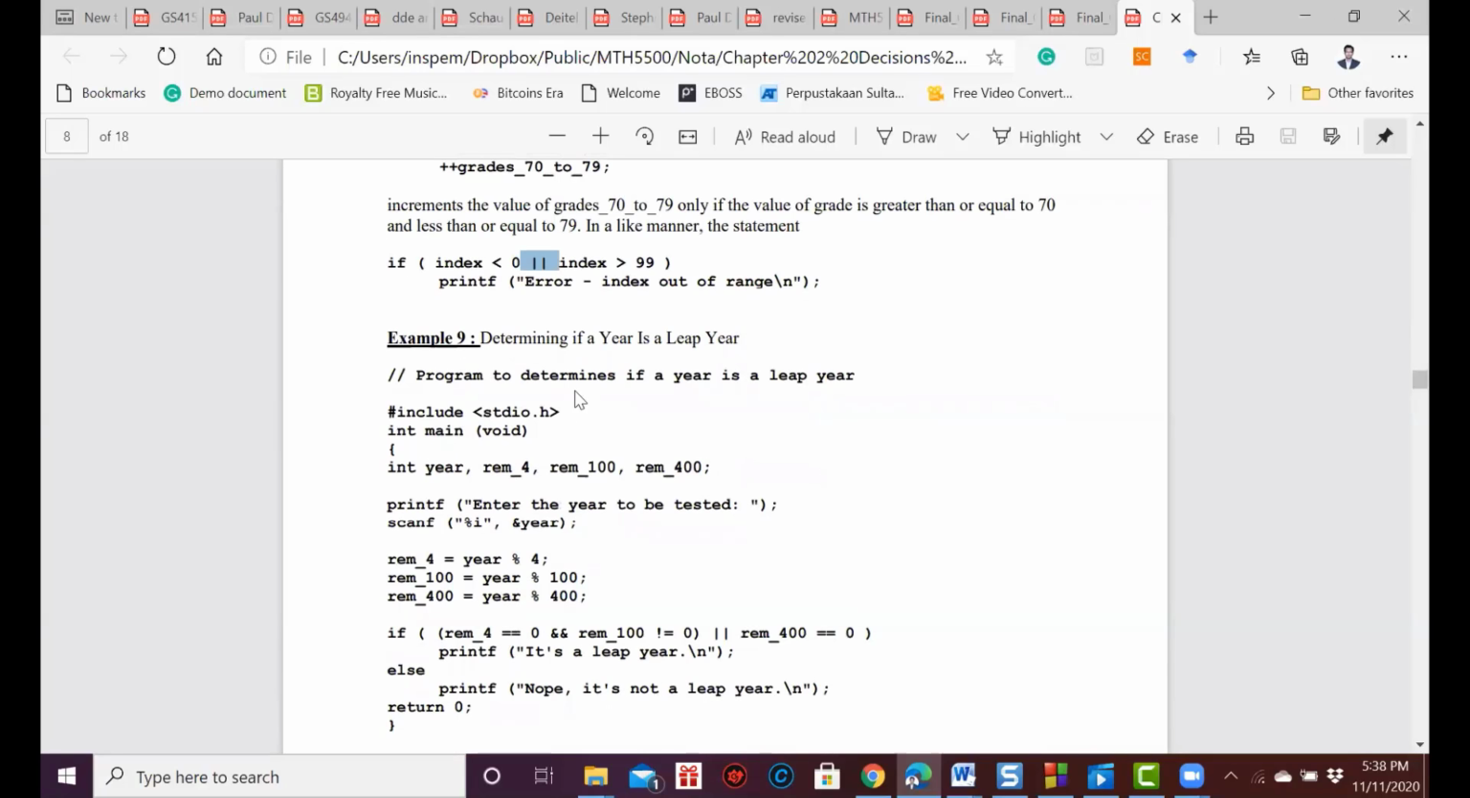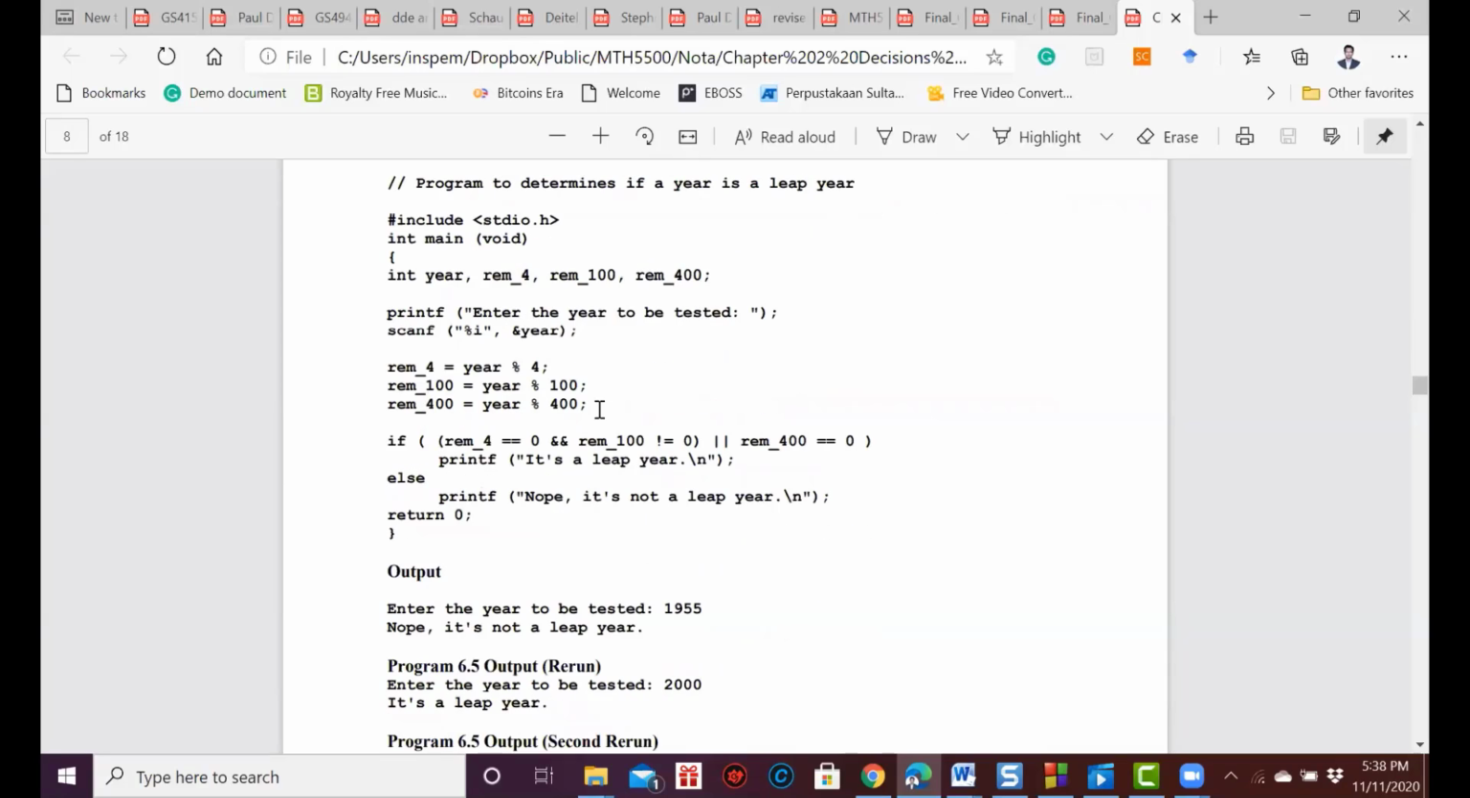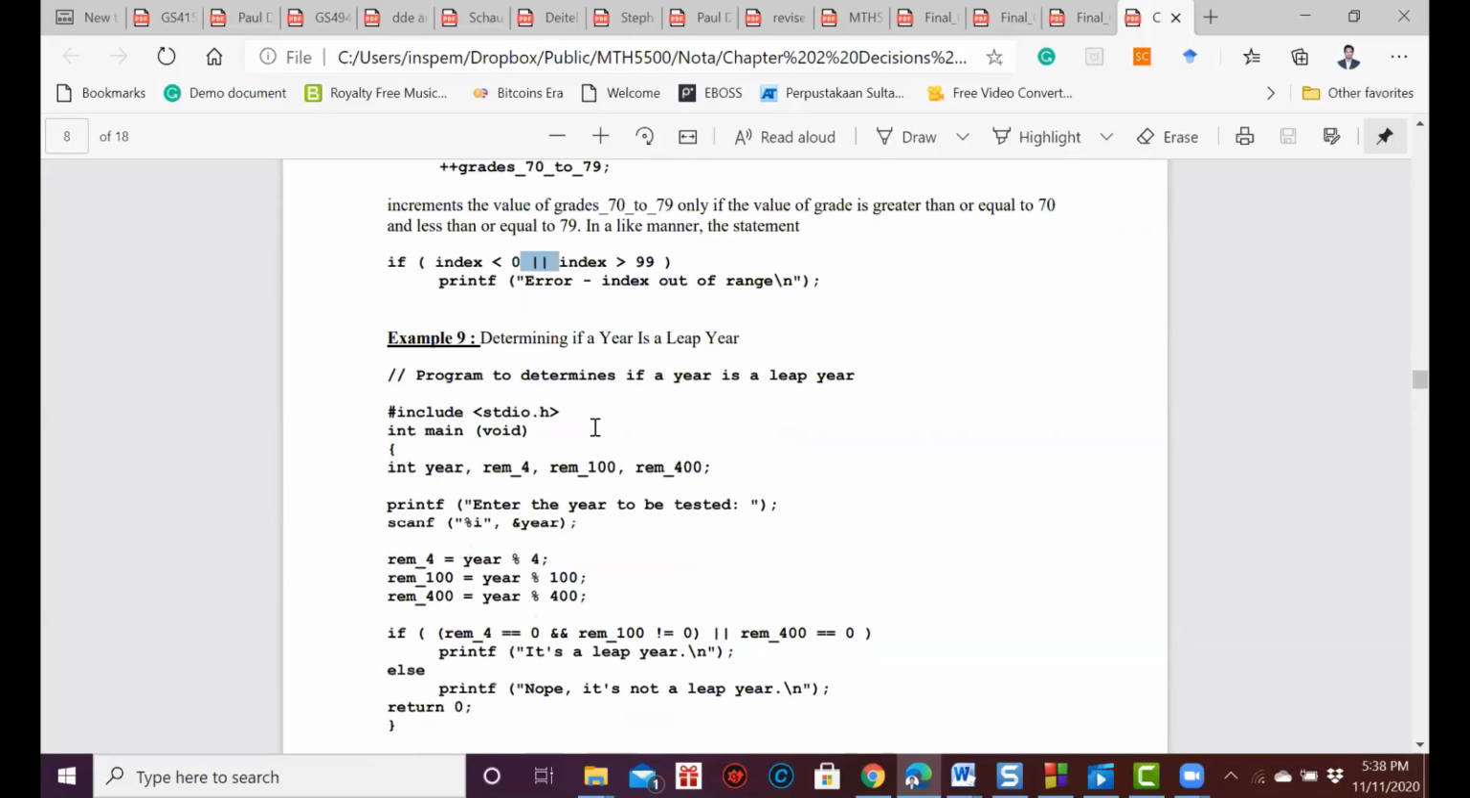Now finish. Now this one is the example of leap year. Leap year, in Malay it is tahun lompat. Okay, example 9.